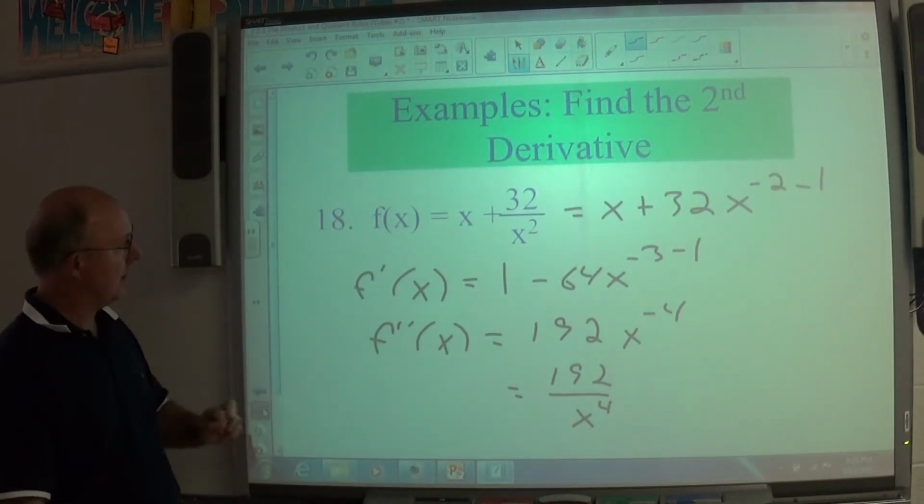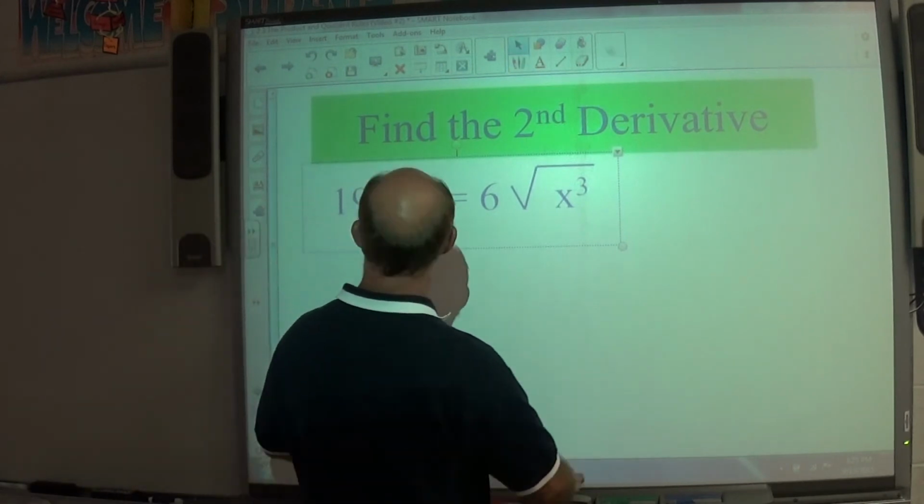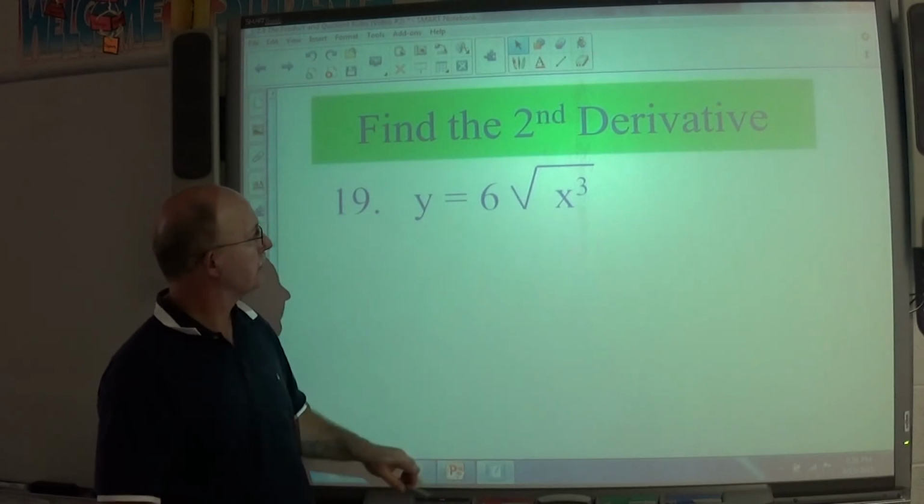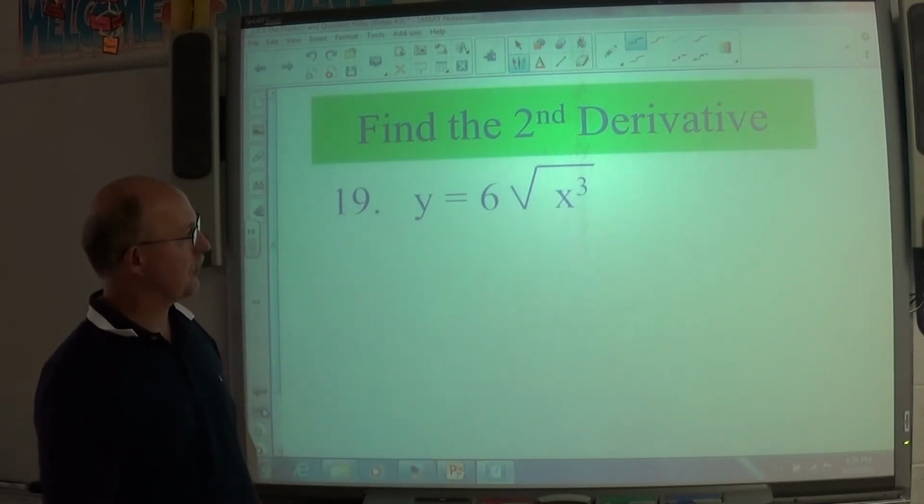Okay, let's try one more. So we'll try this one here. This may be our last one. I'm not for sure. We may have an application at the end, so we'll see. Now let's find the second derivative of this expression here.